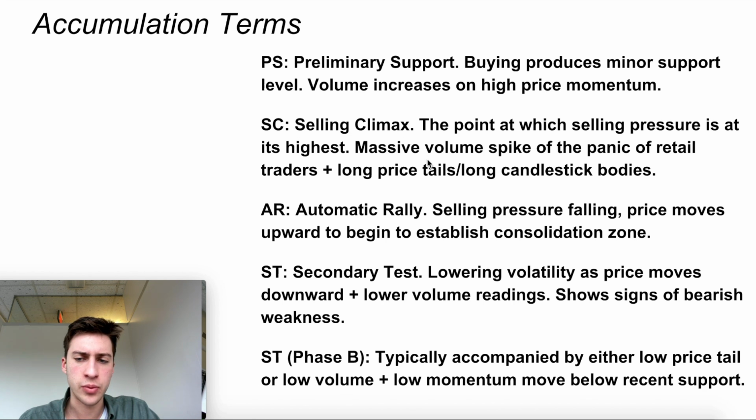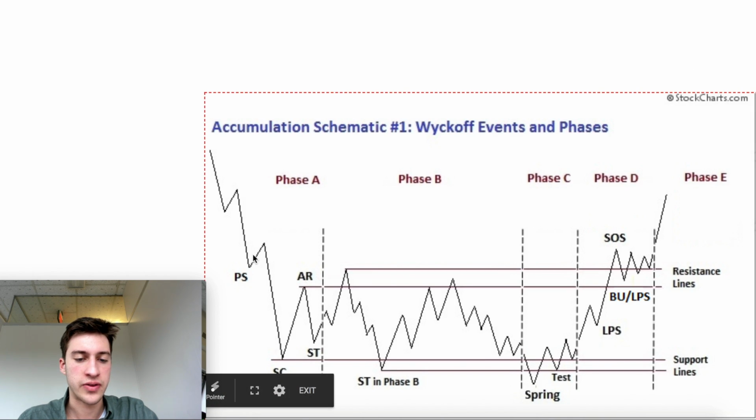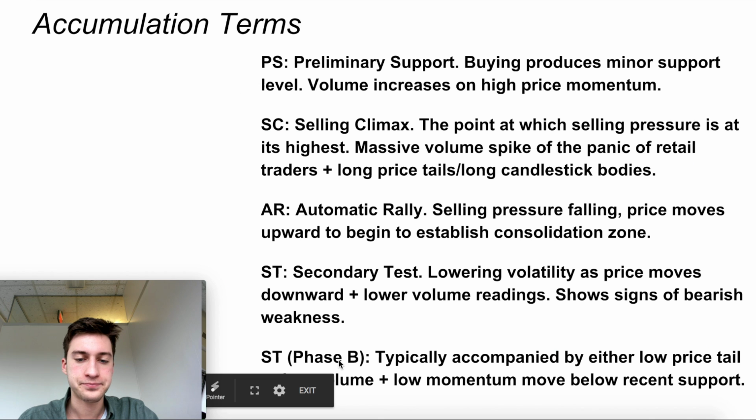And then after that we get the selling climax. This is the point at which selling pressure is going to be at its highest, and this is where we're going to see massive volume as the panic of retail traders, plus a long price tail and long bodies as well. So it's going to look like this, with a very quick drop as everyone who wants to sell is likely to sell here. The retail traders, that is.